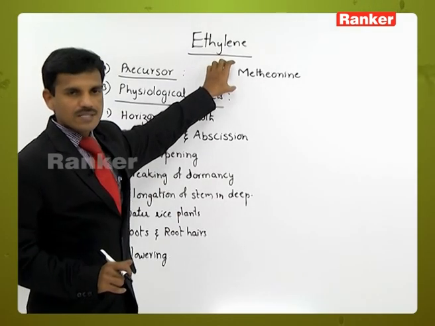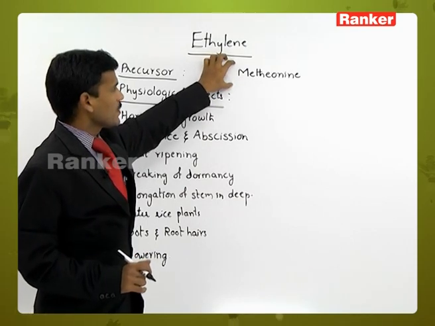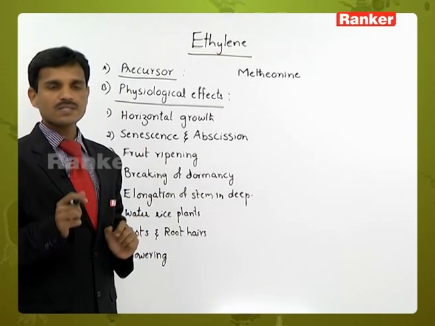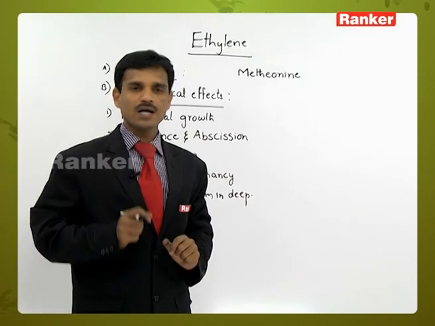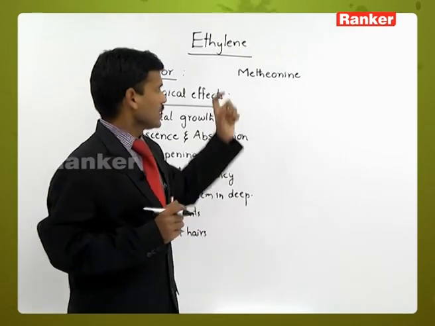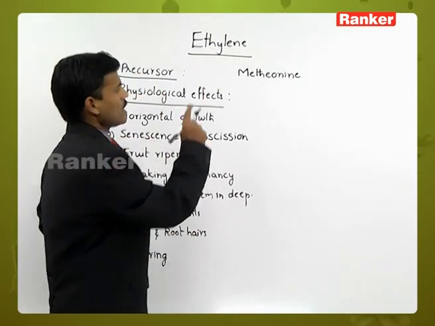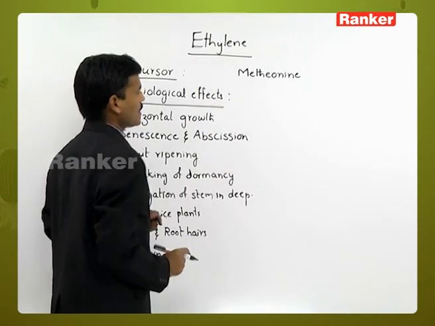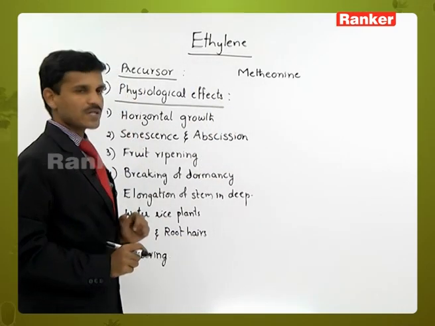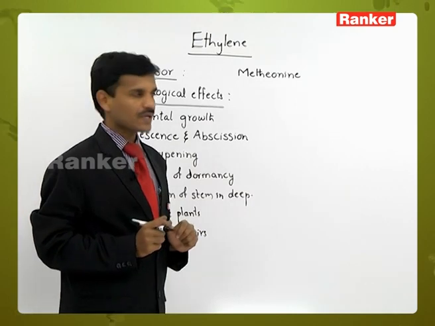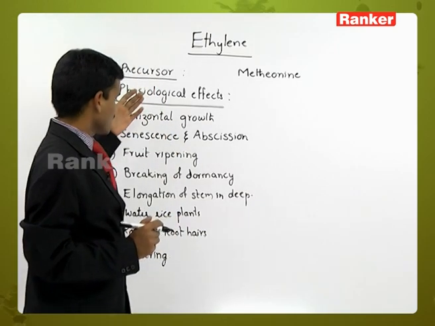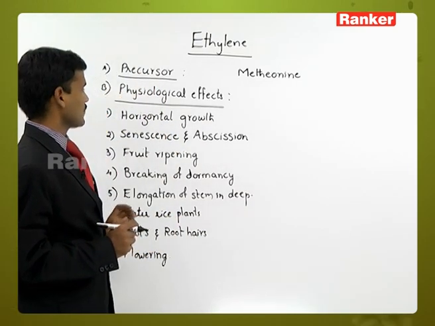From this amino acid, methionine, ethylene is synthesized. It is mainly a gaseous hormone. And now the physiological effects of ethylene. Here ethylene shows different types of physiological effects.